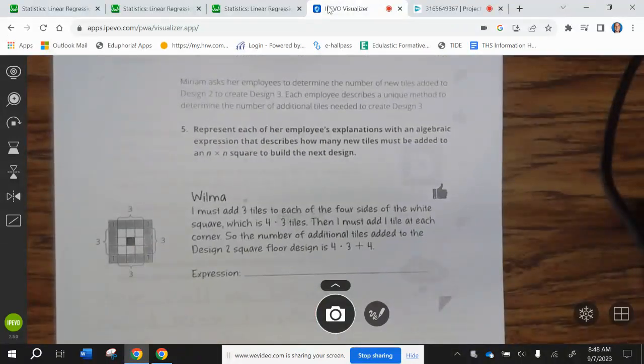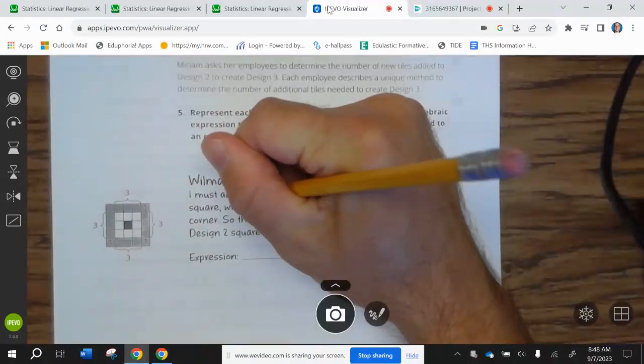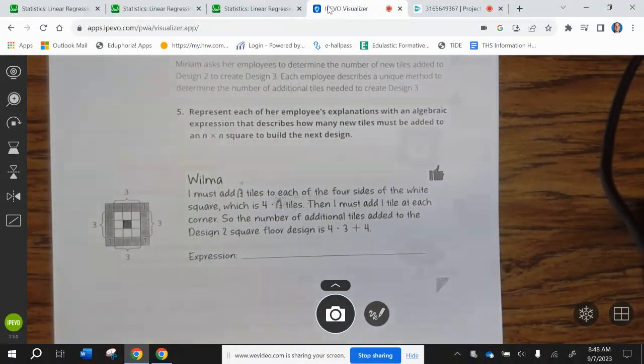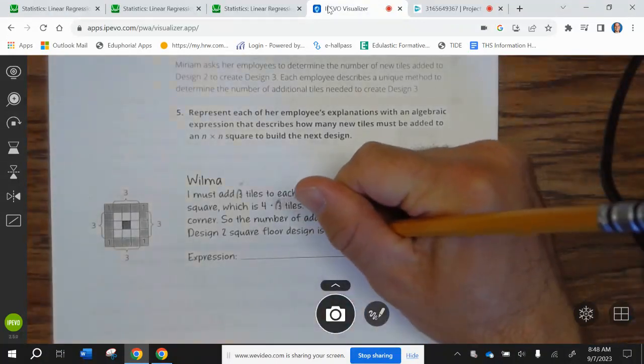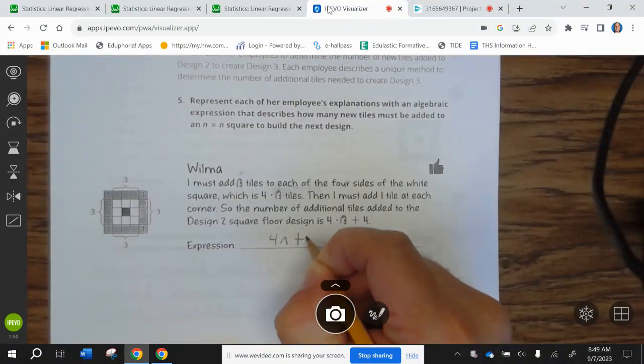Miriam asked her employees to determine the number of new tiles added to Design 2 to create Design 3. Each employee described a unique method to determine the number of additional tiles needed to create Design 3. Represent each of the employees' explanations with an algebraic expression that describes how many new tiles must be added to an n by n square to build the next design. Now, everywhere we see a 3, we're going to substitute n. I must add n tiles to each of the 4 sides of the white square, which is 4 times n. Then I must add 1 tile at each corner, so the number of additional tiles added to the Design 2 square floor design is 4n plus 4. So the expression is 4n plus 4.